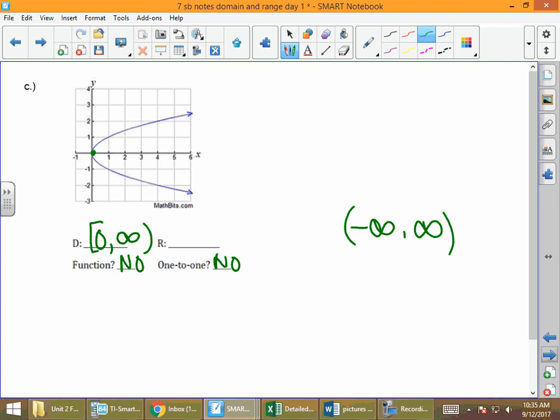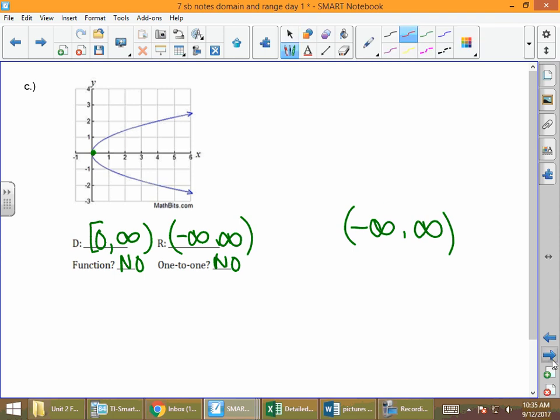Now, though, will it make sense that our range is negative infinity to infinity? And hopefully the answer is yes. We're going to continue going up with our graph. We're going to continue going down with our graph. We don't have a high point. We don't have a low point on the graph for our range.